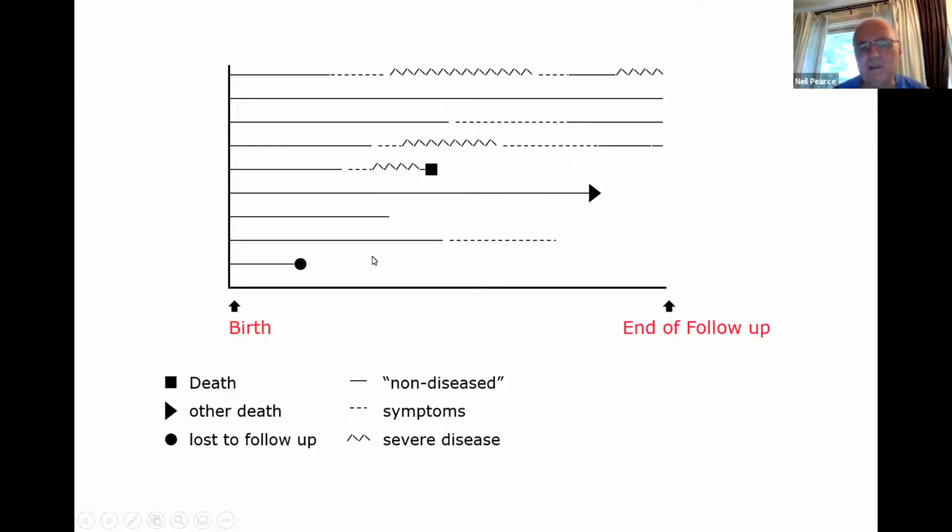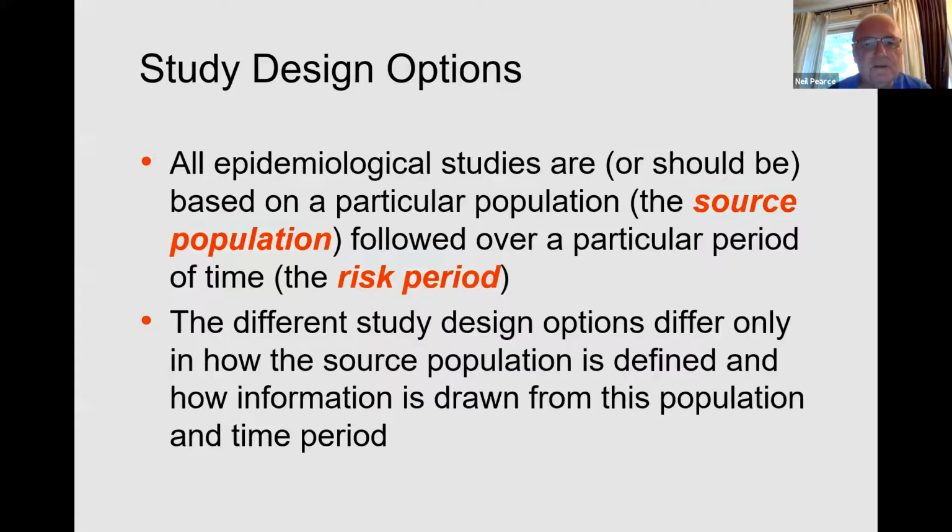So most populations we study look something like this. We follow them over time. They get sick, sometimes they die of the disease we're studying, sometimes they die of something else, and sometimes we just lose them. So that's the context in which we're doing these studies.